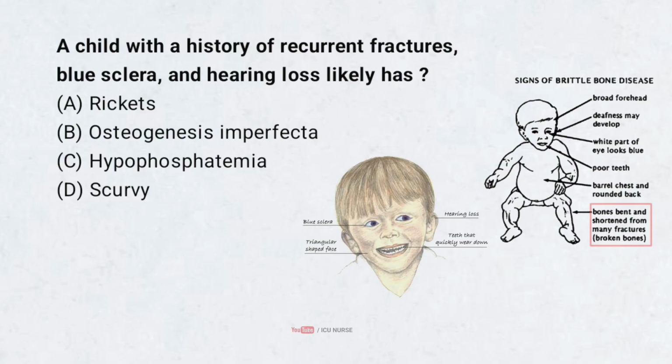A child with a history of recurrent fractures, blue sclera and hearing loss likely has A. Rickets, B. Osteogenesis imperfecta, C. Hypophosphatemia, D. Scurvy. Correct answer B. Osteogenesis imperfecta. Osteogenesis imperfecta is a genetic disorder affecting collagen.